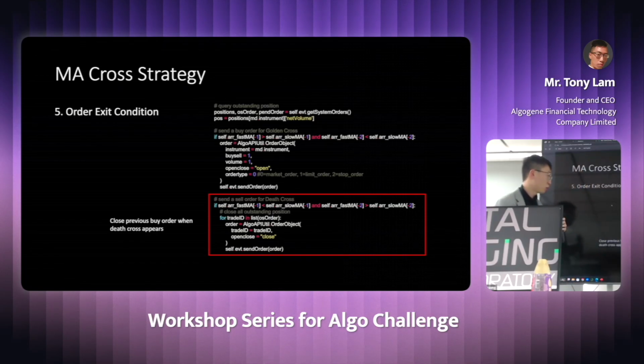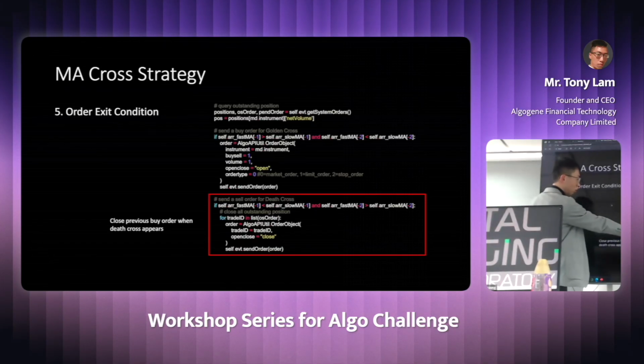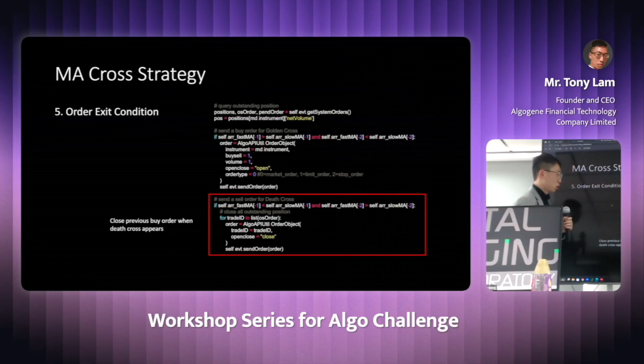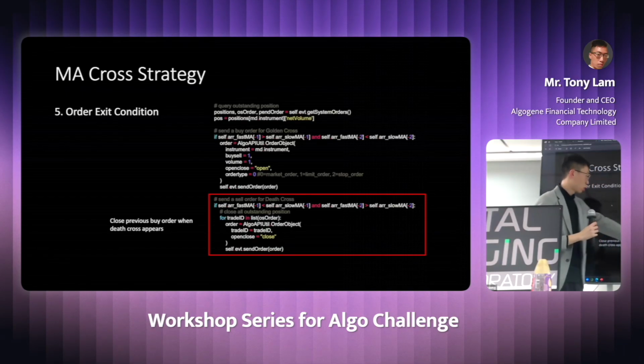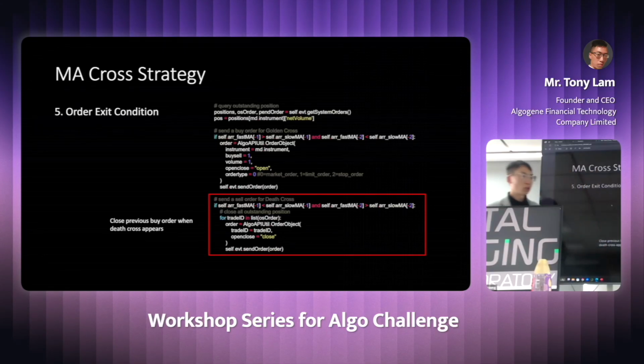The logic is quite similar for the death cross. Because now we are trading stock, we don't really want to do short selling. So if we observe a death cross, we won't open another position. Instead, we will close the previous order. So once we identify that death cross, we will use the same variable here. Here we get all our outstanding orders, and then we will close all our outstanding orders.